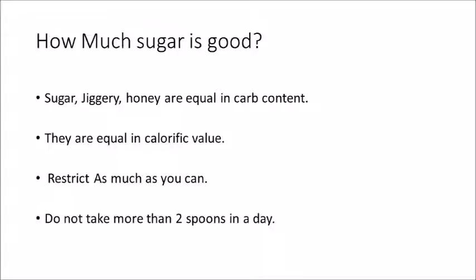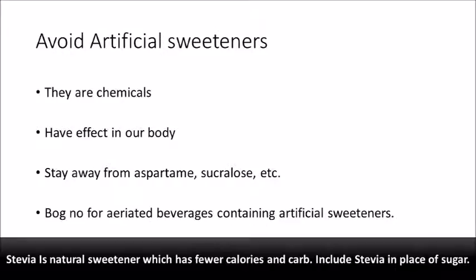So instead of thinking about whether you should include jaggery instead of sugar, see it like this. You can include stevia, which is an advisable natural sweetener. It is always better to avoid artificial sweeteners as they are chemicals and they have a negative effect on our body. As mentioned earlier, you can include stevia leaves in your daily diet in place of your sweeteners. StevoCal is the brand which is available in India.